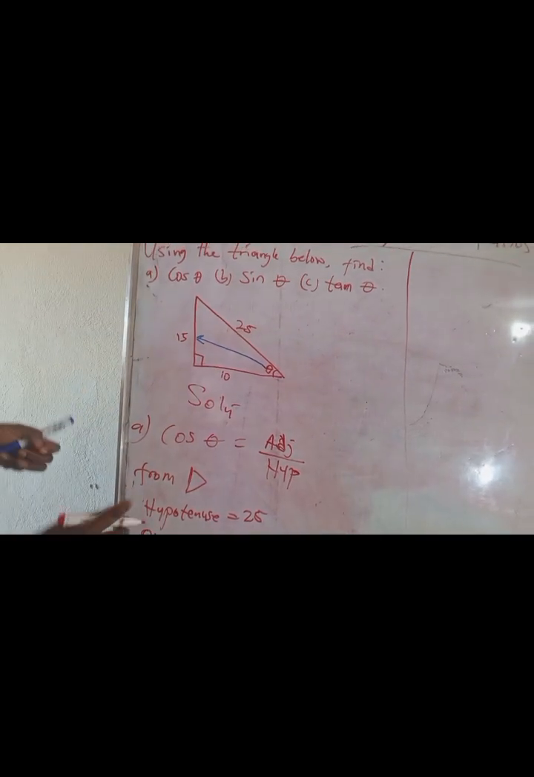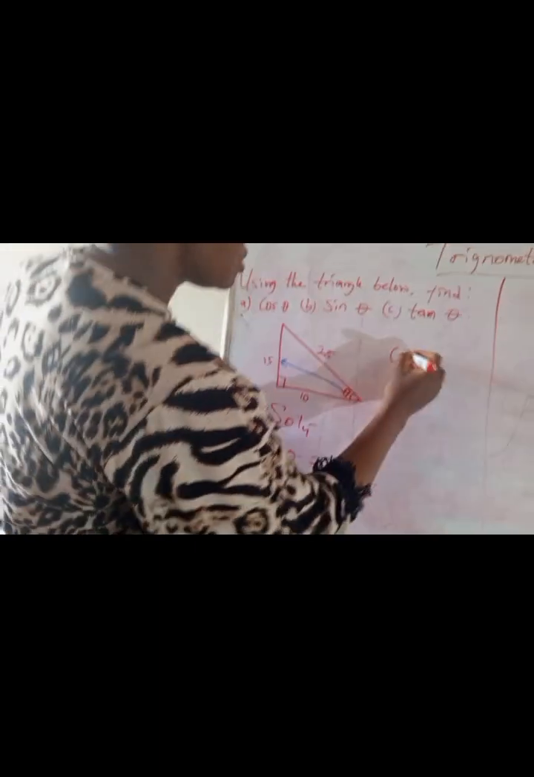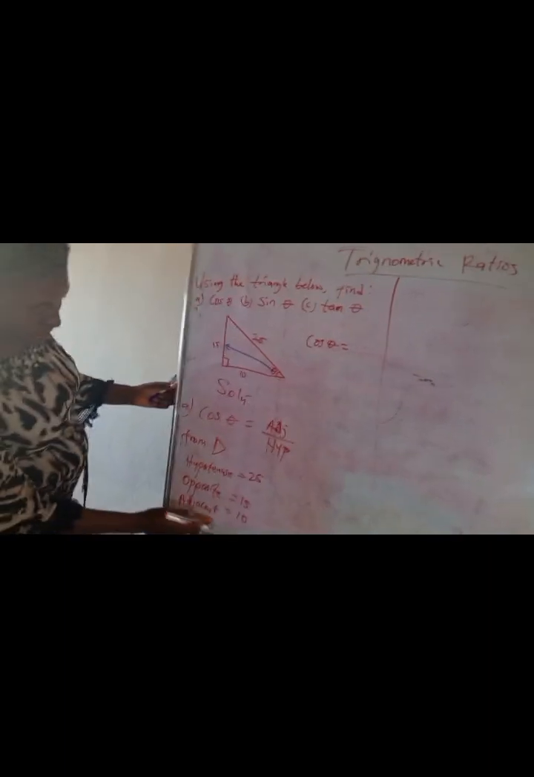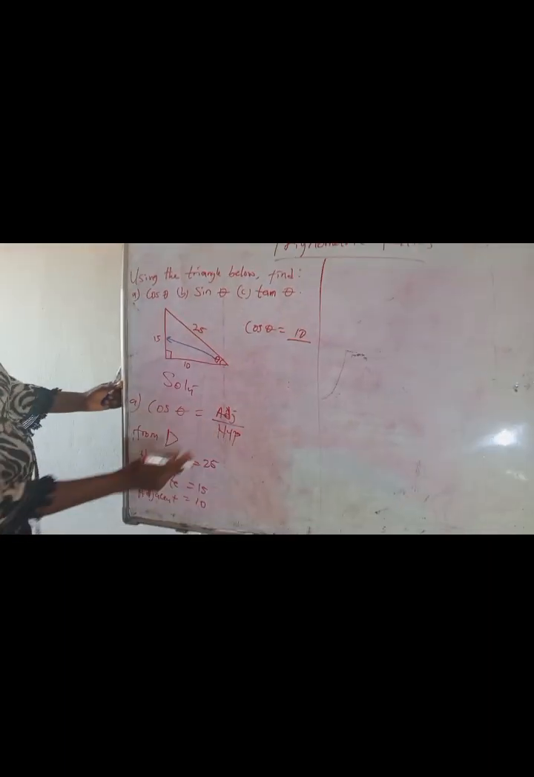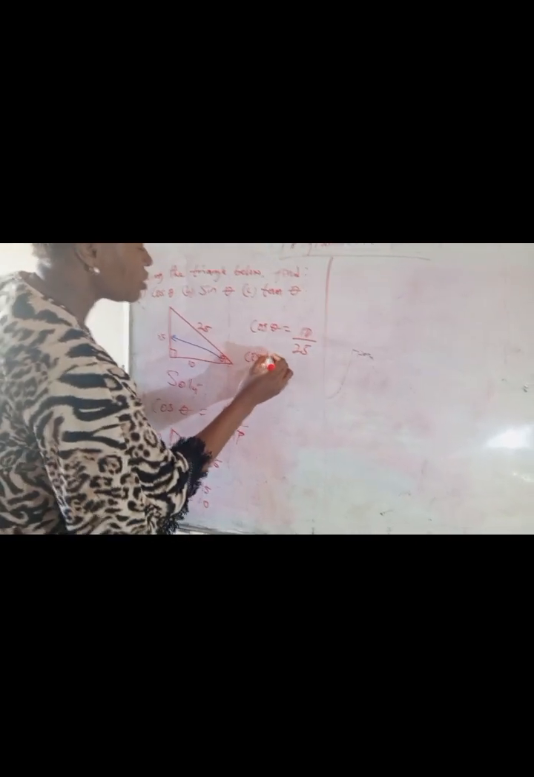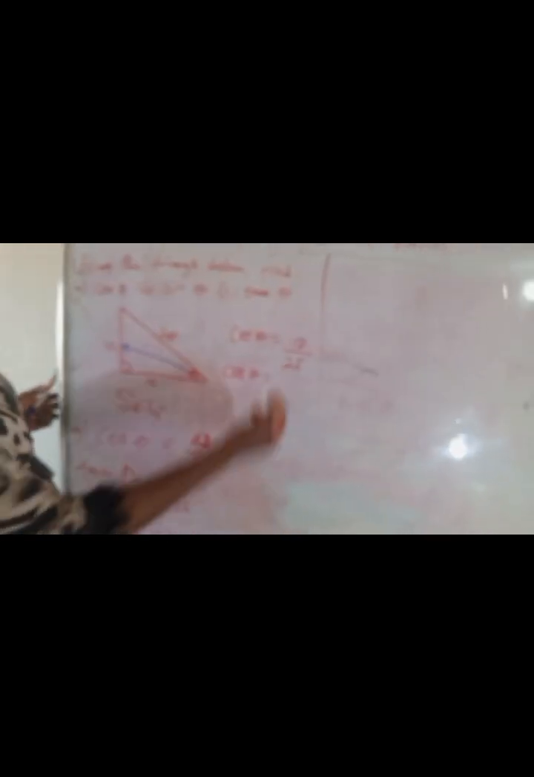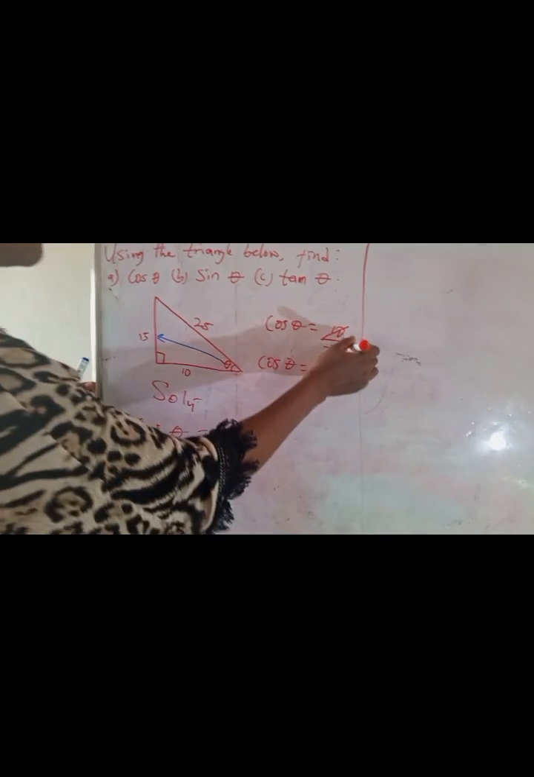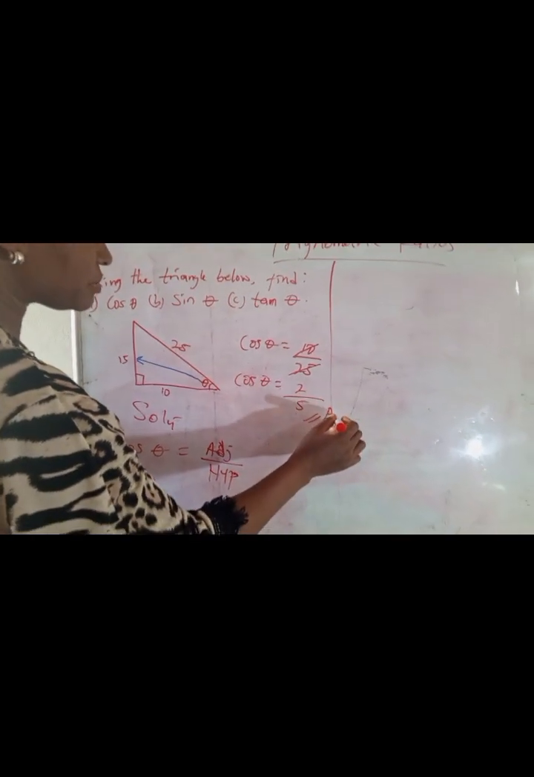So now, for us to find cos theta, adjacent is 10 over hypotenuse is 25. Therefore, cos theta is equal to 10 over 25. Something can divide, so you reduce to the lowest term. 10 divided by 5 is 2, 25 divided by 5 is 5. So this is our final answer: 2 over 5.